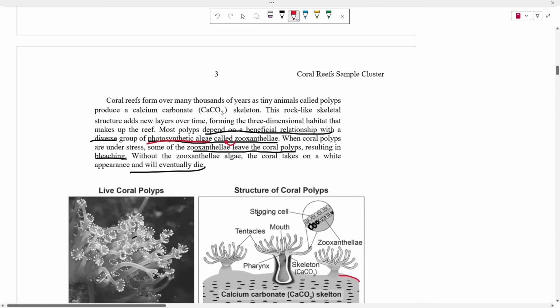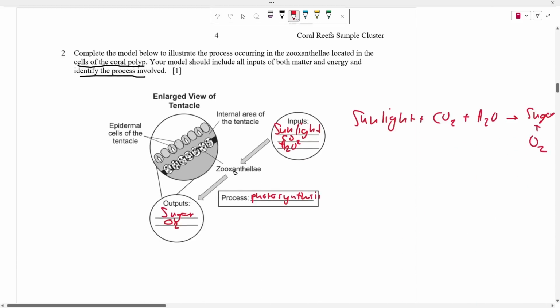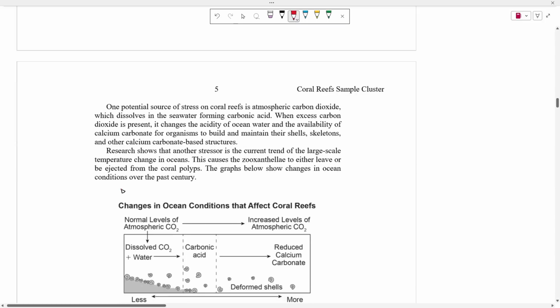Another key piece of information that we're given here is that when the coral polyps are stressed, the zooxanthellae leave the polyps. That results in bleaching. So here we get an explanation as to why bleaching actually occurs. It occurs when the zooxanthellae, these algae, leave the polyps. So again, we're building on the story of coral reefs. We now know why they get bleached. So now we continue our story.